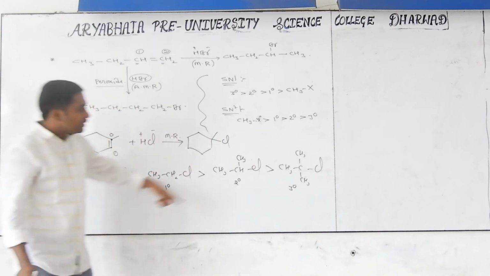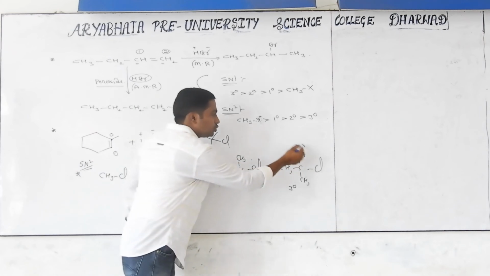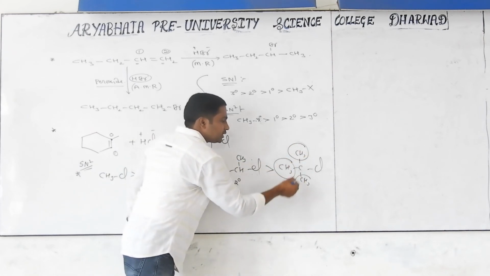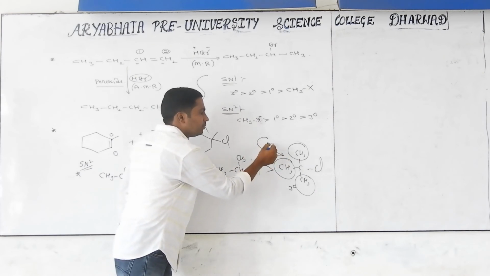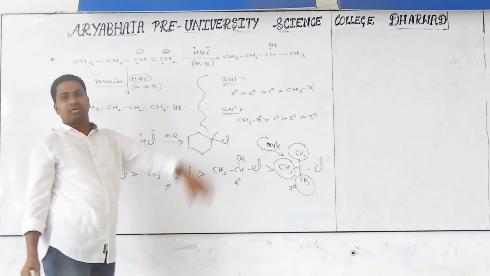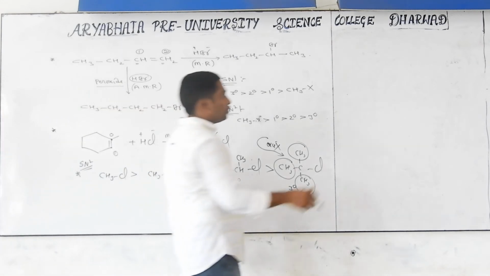Why? In the tertiary case, the halogen-attached carbon has bulky groups. Due to the bulky groups, the available empty space from the backside will be less. That's why attacking of the nucleophile will be difficult, so it will not work out easily. The reaction speed will be very, very less. I will ask you one more question.